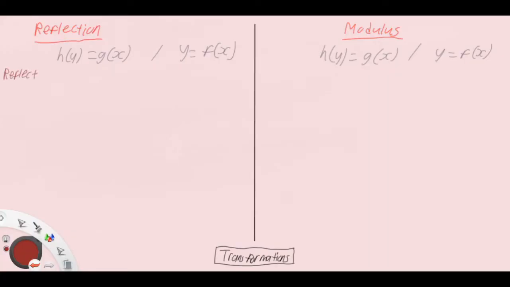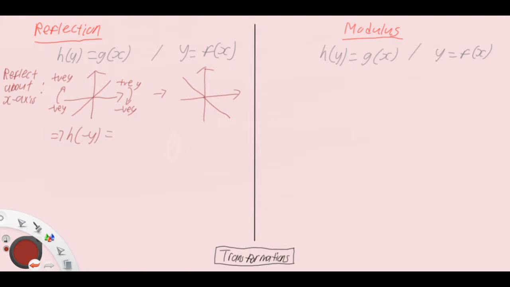Moving on with reflection, basically you either reflect about the y-axis or the x-axis. If you reflect about the x-axis, you can think of it this way: positive y becomes negative y, and negative y becomes positive y. As such, you get h(−y) or −y = f(x). Alright, so that's basically the idea of how you should look at it.